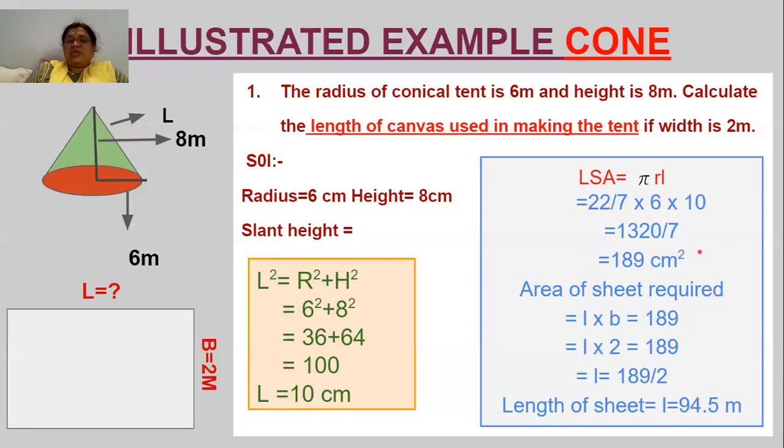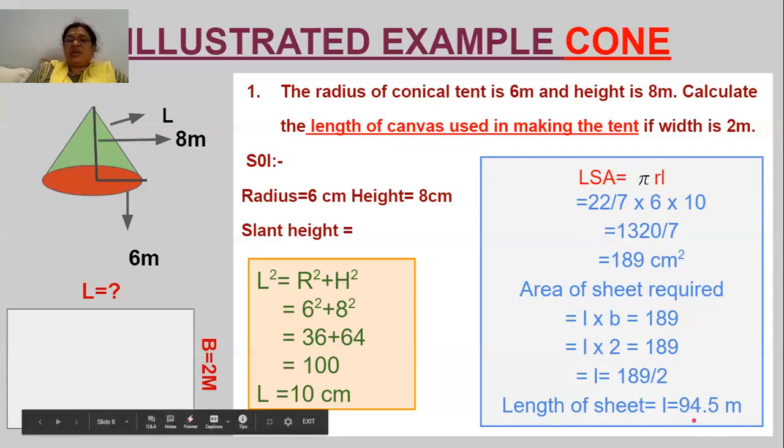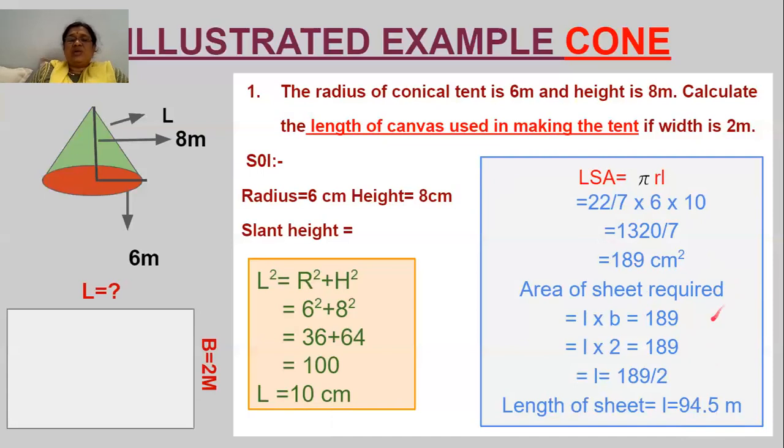I told cardboard, they may give a cloth also. The canvas cloth length should be 94.5 meters, and the breadth is already given. The breadth is 2 meters. Then only you can prepare a conical tent of these dimensions.